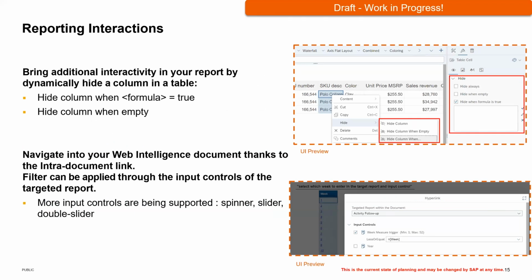Reporting interactions. So we've had some additional interactivity that we're adding. So the ability to dynamically hide columns in a table when certain formulas are true, and also when a column's empty, you can do that as well. And we've also got some better intra-document linking that's more kind of wizard-based and easier to do. So again, better navigation amongst your different Webi documents or internal into the Webi document itself amongst your blocks. We're also supporting more input controls with intra-document linking. So that includes the spinner, slider, and a double slider now as well.